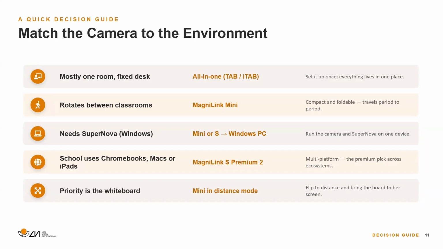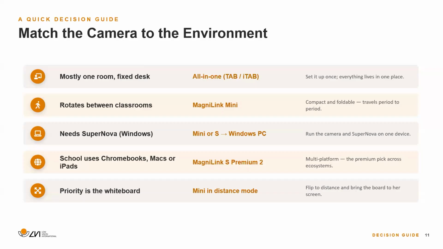They're not difficult to set up in multiple classrooms, but perhaps not quite as easy as it would be with a Magnalink Mini. So if you're concerned about weight, if even a couple of pounds makes a difference, the Magnalink Mini is super easy to fold down, pop in a case, unpack, plug into your USB-C port, and off you go. It's easy to rotate between classrooms.